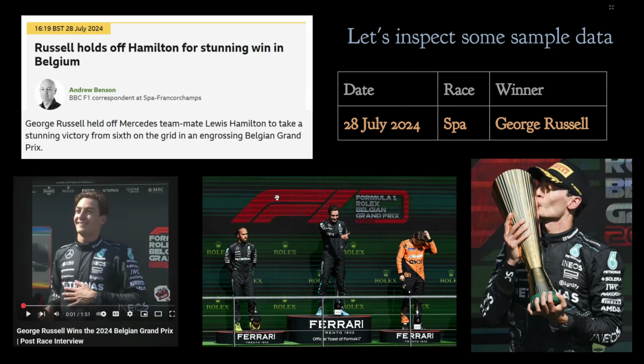And we find this entry where it says that George Russell, who you see here in the pictures, has won the race in Spa, which is a circuit in Belgium, in July 2024. And we see all of these articles and pictures that clearly seem to support that Russell did indeed win this race. So it feels very natural to say that this is a correctly extracted fact. If you're looking at this and you maybe haven't looked at F1 races before, but you see all of this evidence on the screen, I'm sure you would agree with me that it looks like a correctly extracted fact, right?